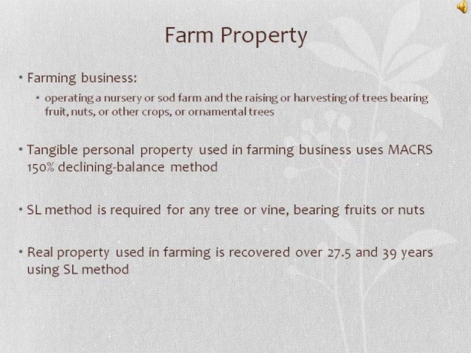A farming business is defined as the trade or business of farming, which includes operating a nursery or sod farm and the raising or harvesting of trees bearing fruit, nuts, or other crops, or ornamental trees. Tangible personal property used in the farming business uses the MACRS 150% declining balance method. The straight-line method is required for any tree or vine bearing fruits or nuts. Real property used in farming is recovered over 27.5 or 39 years using the straight-line method.